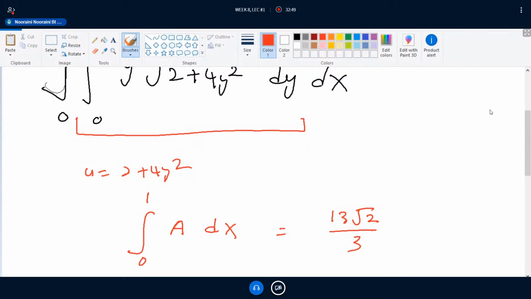Okay, question. Amanda Nora already solved. The limit changes according to your assumption. If you use substitution, meaning your limit also needs to change, if you use substitution only.